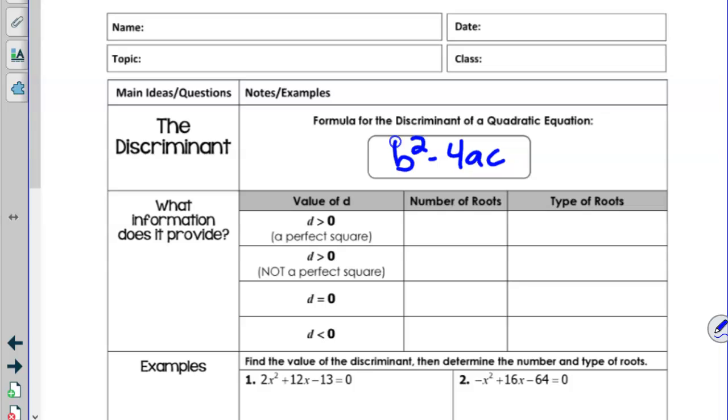All right, the value of d. If the value of d is greater than 0, and when they say d, they're calling this d. So when you plug it all in, this is your d value. If d is greater than 0, or a perfect square, the number of roots is 2, so the number of solutions is 2. And they're going to be real. And when d is a perfect square, it's also going to be rational.